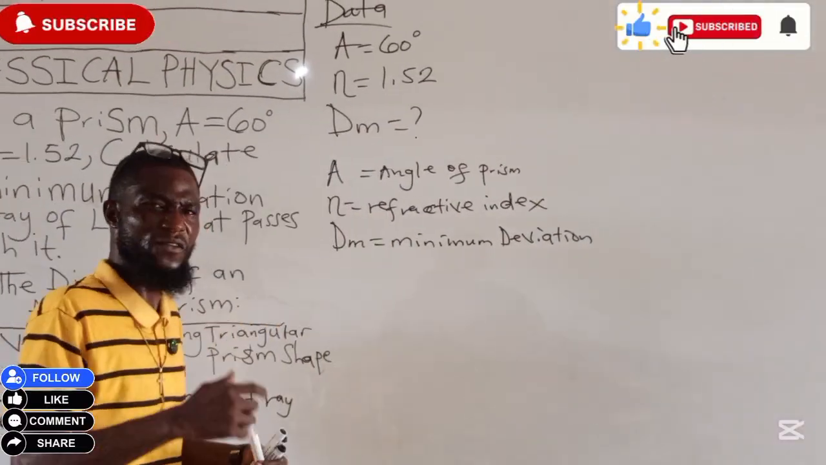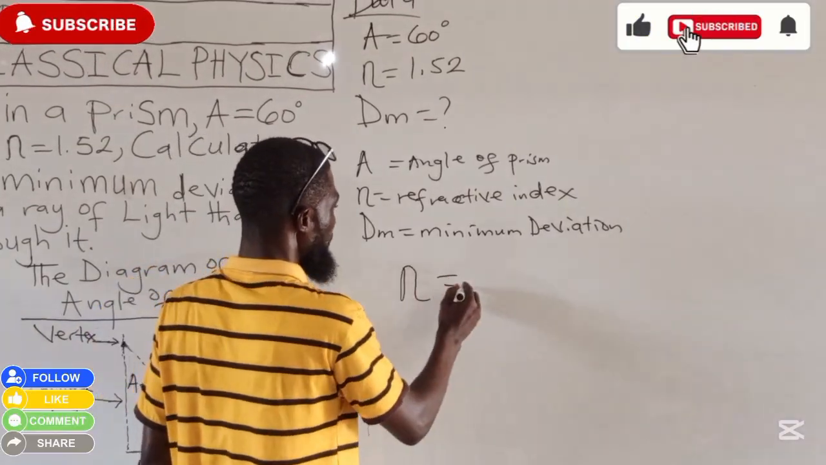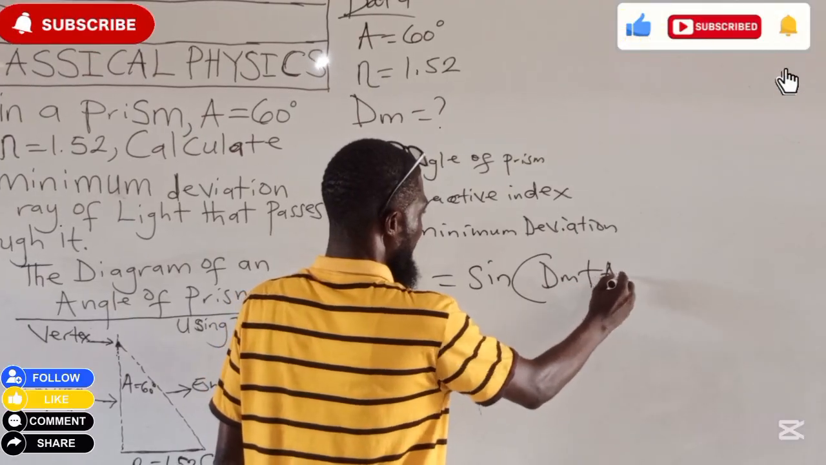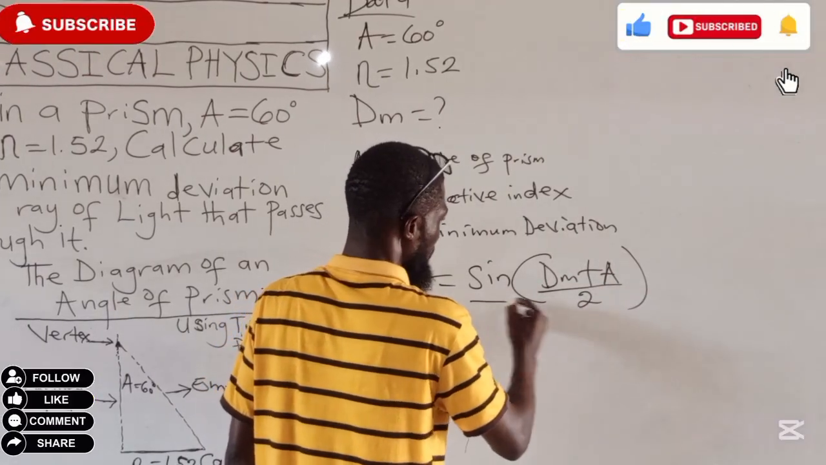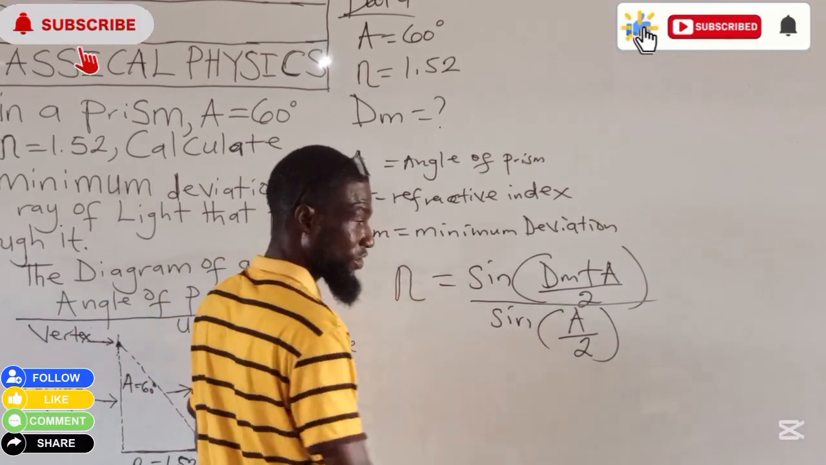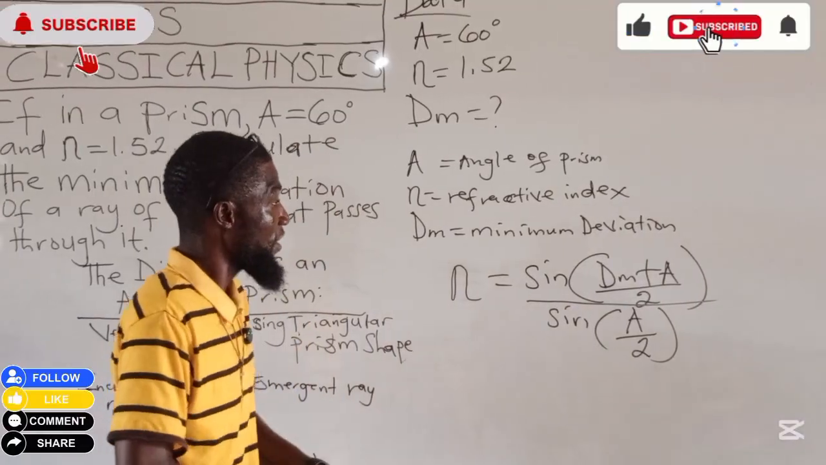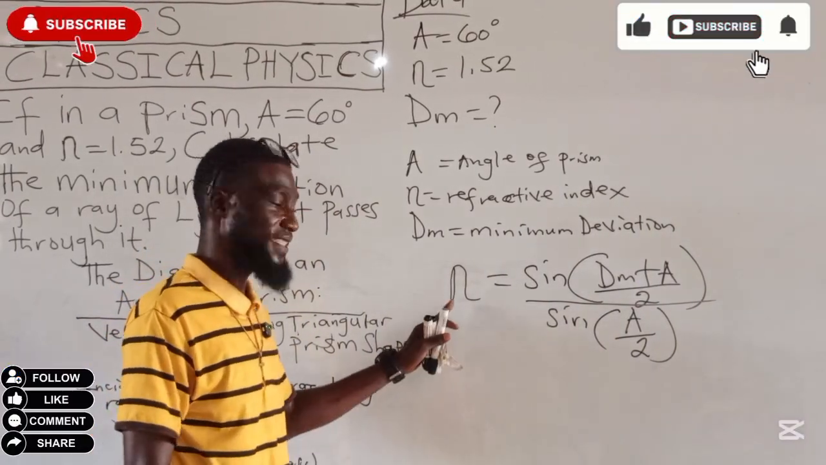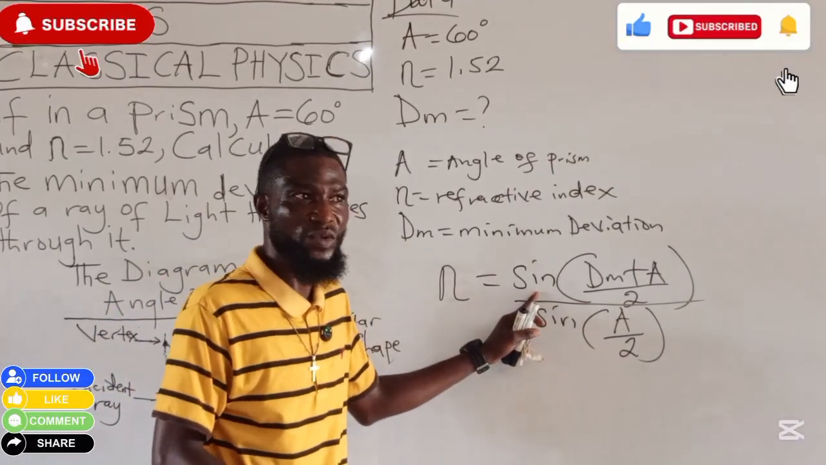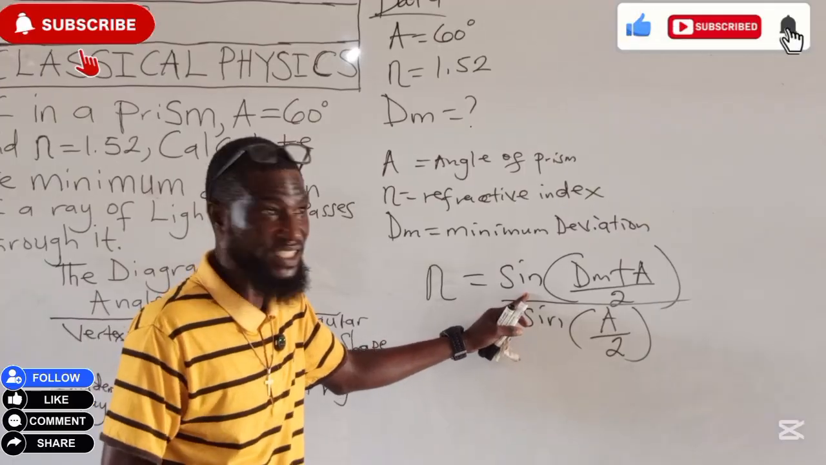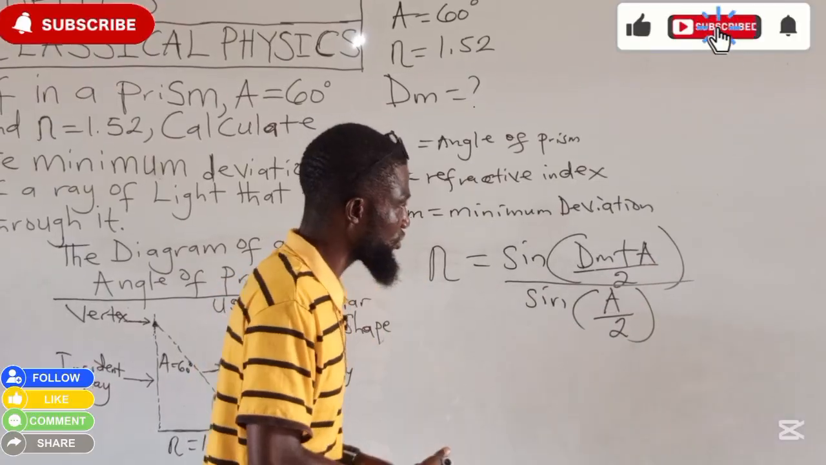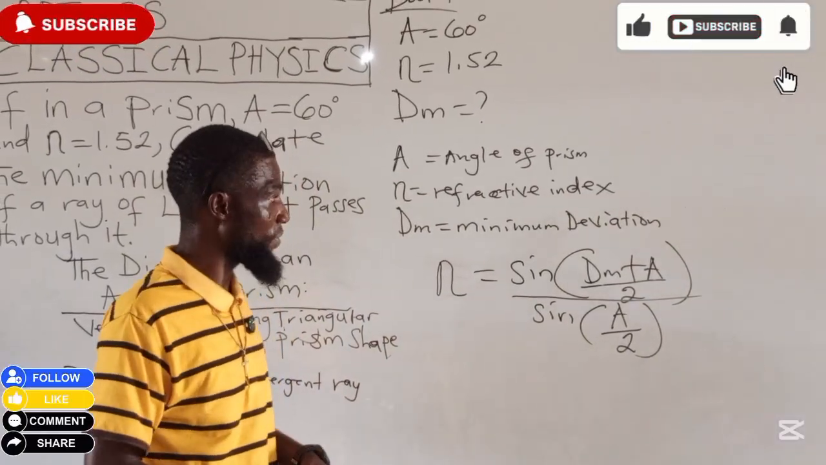On our problem today, we have our formula, and our formula says the index of refraction n is equal to sin of (Dm plus A) over 2, all over sin of A over 2. So we'll be using this formula to solve our problem. Remember, n is the index of refraction or the refractive index. This is one of the trigonometric ratios introduced by Hipparchus, sin, and this is the minimum deviation, and this is the angle of prism.